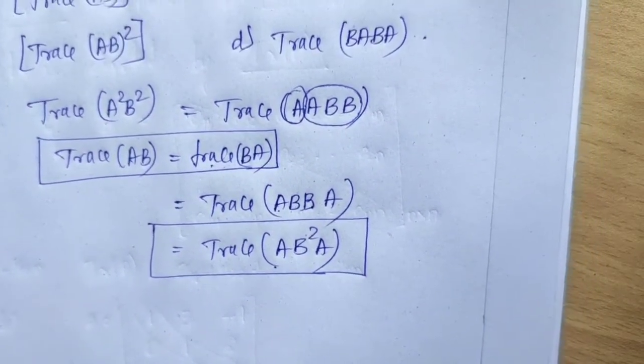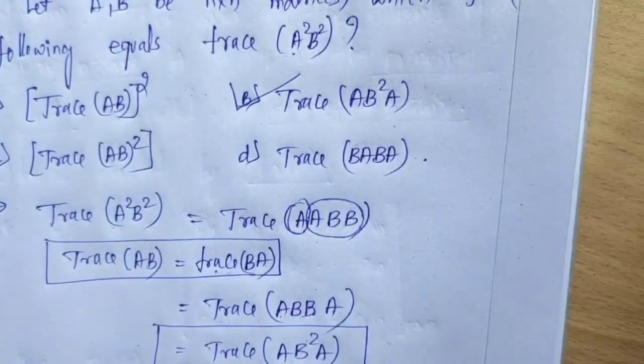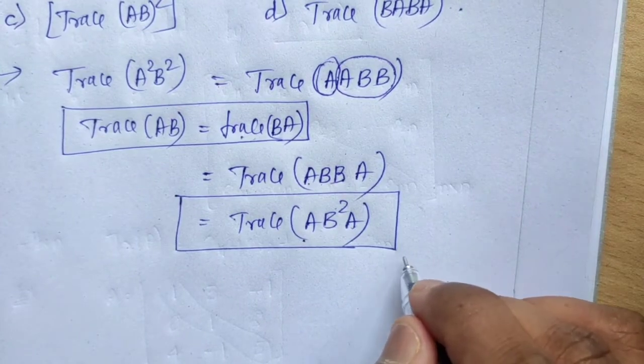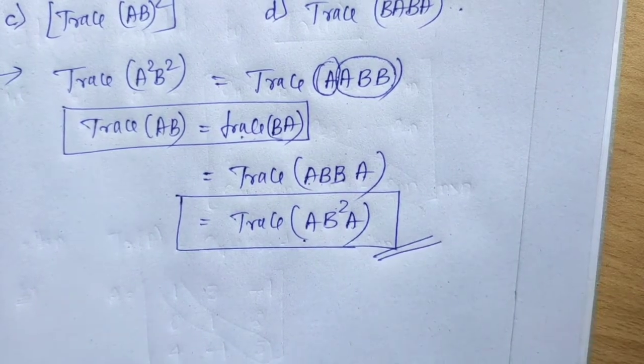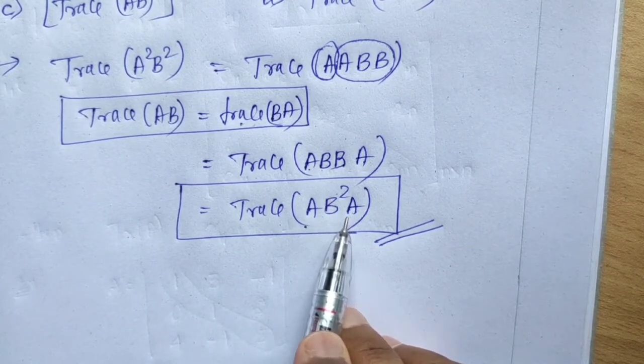The second option is the correct answer. A simple example, only properties are applied: trace of A times B square times A.